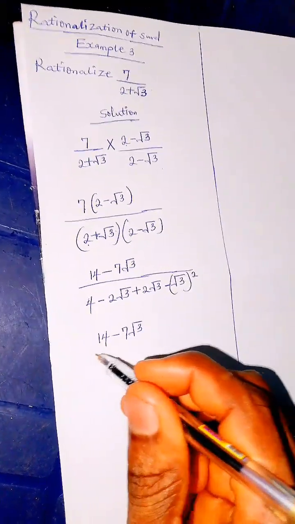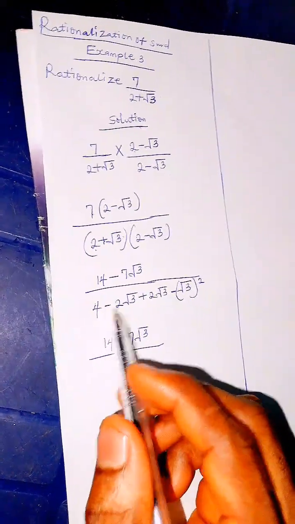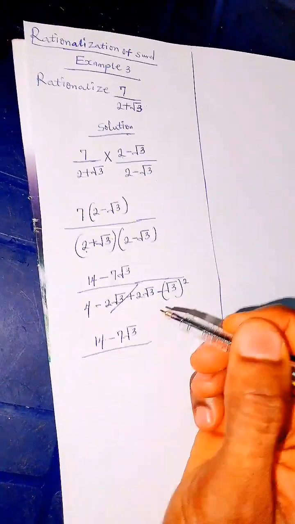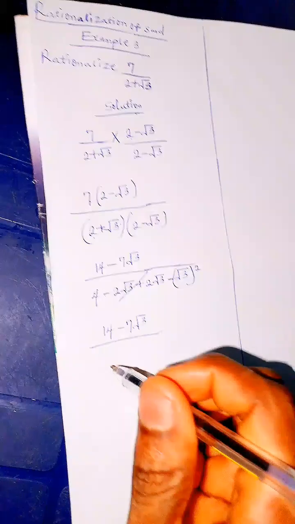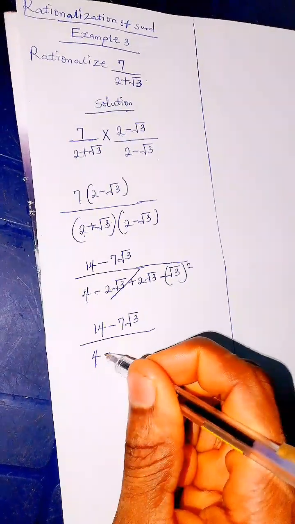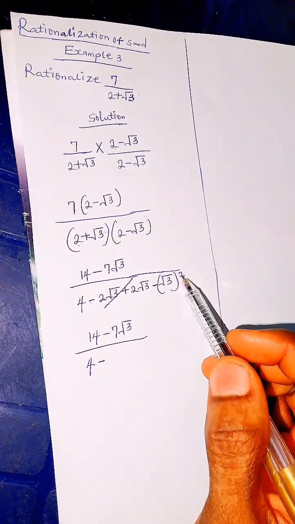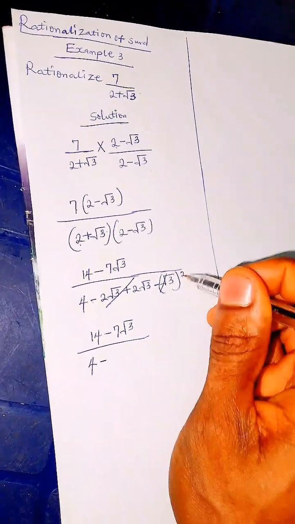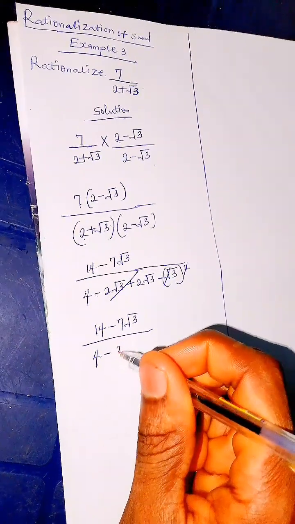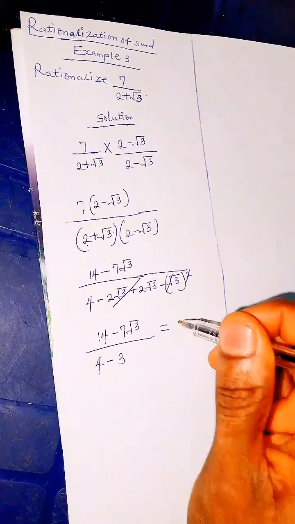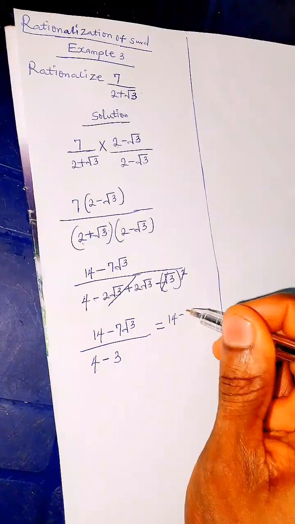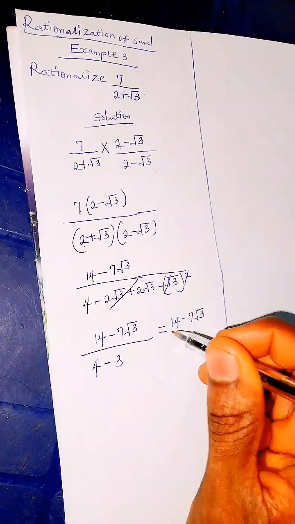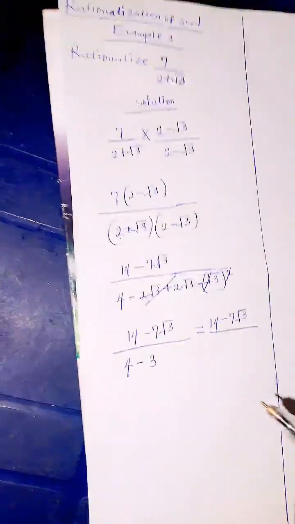root 3 over minus 2 root 3 plus 2 root 3. They will cancel each other out. So we have 4 minus this power 2. We cancel this square root sign. So this power 2 will cancel this. We have minus 3 left. So this will give us 14 minus 7 root 3 over 4 minus 1.